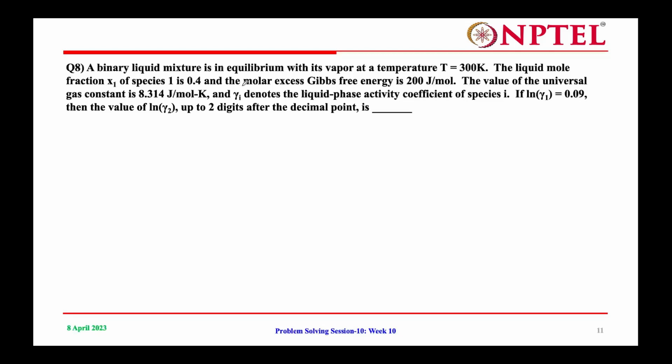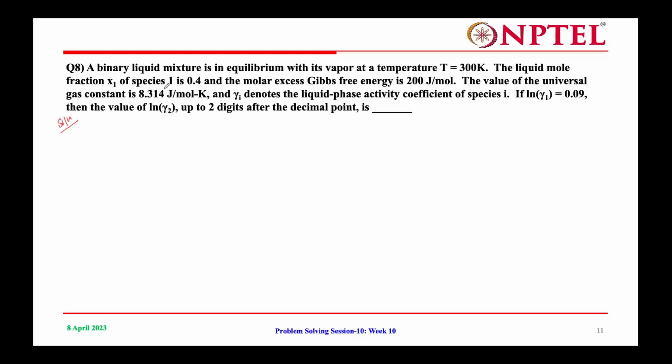Question: a binary liquid mixture is in equilibrium with its vapor at a temperature of 300 Kelvin. The liquid mole fraction x1 of species 1 is 0.4 and the molar excess Gibbs free energy is 200 joule per mole. The value of the universal gas constant is 8.314 joule per mole Kelvin. And gamma 1 denotes the liquid phase activity coefficient of species 1. If ln gamma 1 equal to 0.09, then the value of ln gamma 2 up to 2 digits after the decimal point is?